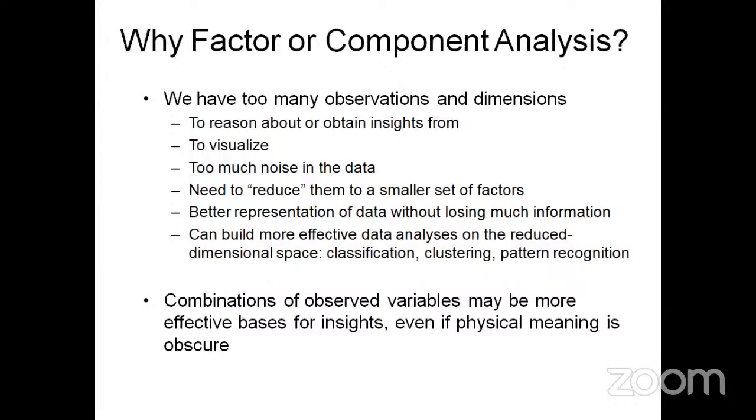If you have attended the class on transcriptomics, you get one graph called principal component analysis. So how the components are coming is from the expressed genes. From the whole genome, you are getting the expressed components. Better representation of data without losing much information can build more effective data analysis on the reduced dimension space: classification, clustering, and pattern recognition. Combination of observed variables may be a more effective basis for insights, even if the physical meaning is obscure.